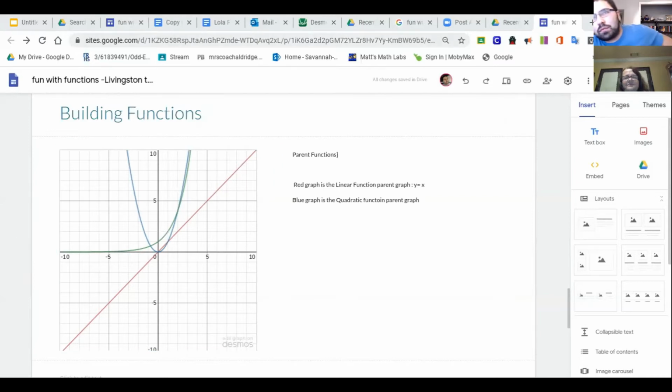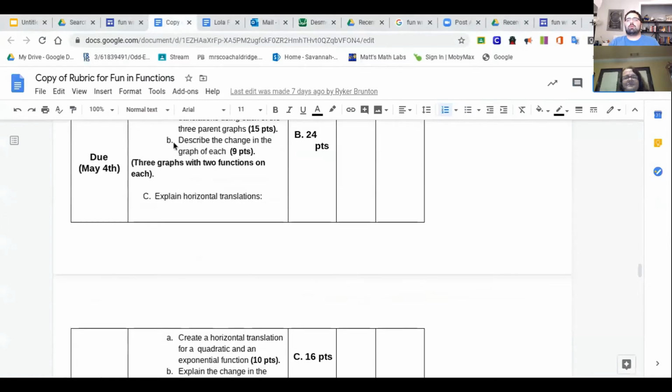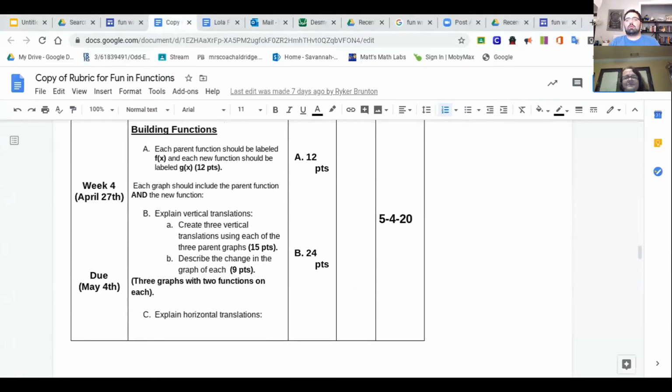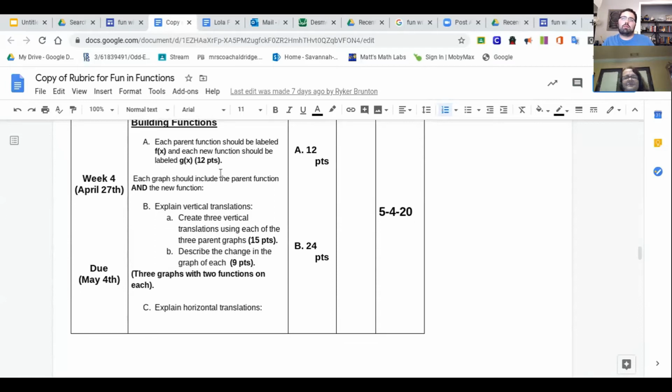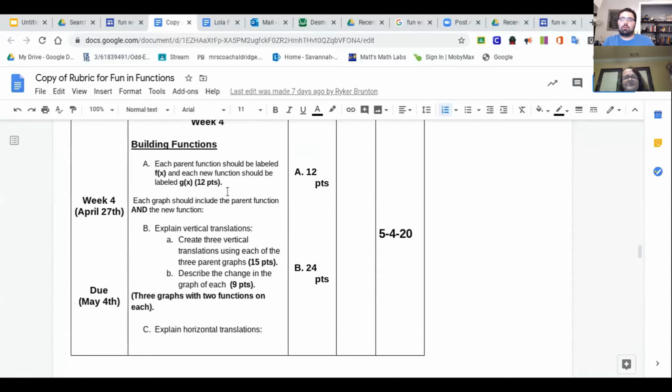Okay, so always before we start, we might want to take a look at the rubric so we can make sure we're including everything that we need. A says each parent function should be labeled and each new function should be labeled, and graphs should include the parent functions. So the first thing I'd say in A is let's have three functions that we can see what the three functions are. You can do this several ways: Desmos, hand graphing, find it, put it in a Google slide.